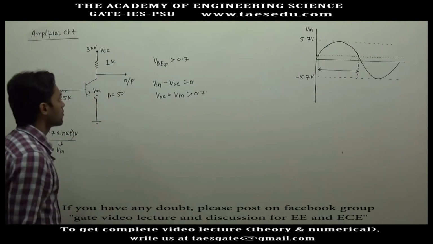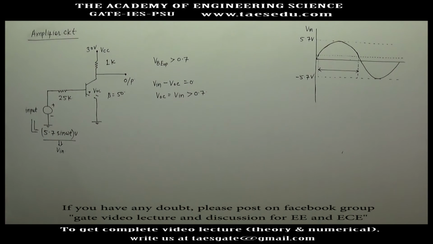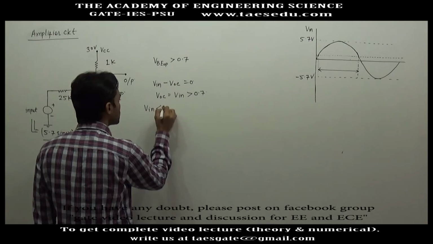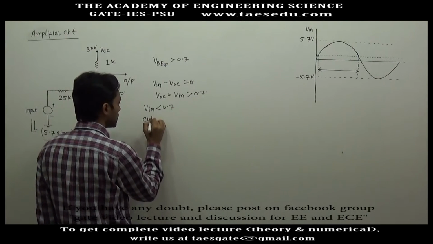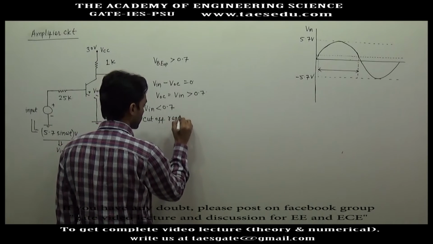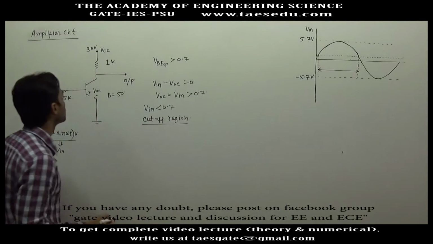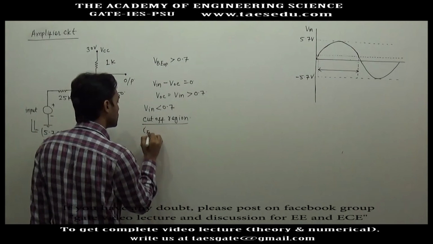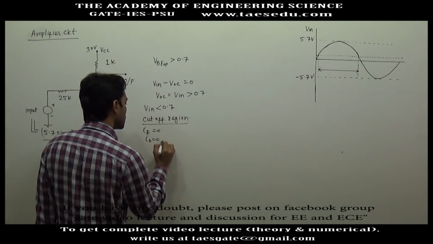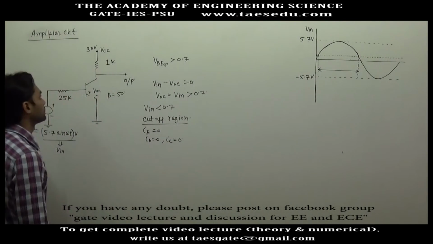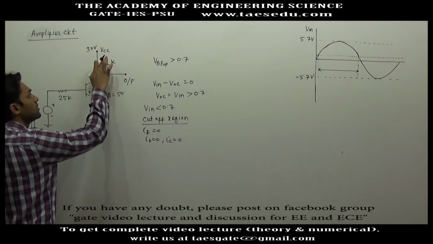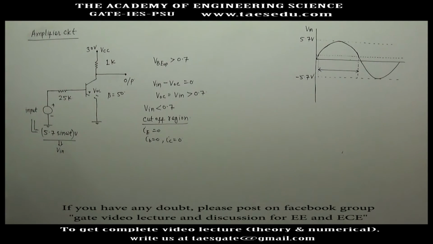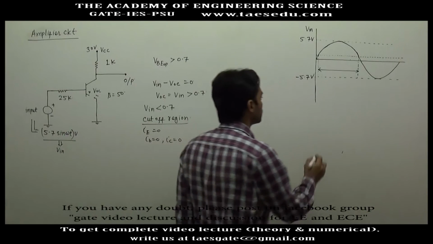Okay, so let us first find out the output voltage when the transistor is in cutoff region. Let's say when V input is less than 0.7 volt, then the transistor is in cutoff region. Then what will be the output voltage? When it is in cutoff region, IE will be 0. If IE is 0, IB and IC will be 0. So if there is no current here, there will be no voltage drop. So if this is at 30 volt, this will also be at 30 volt. So the output will be 30 volt.